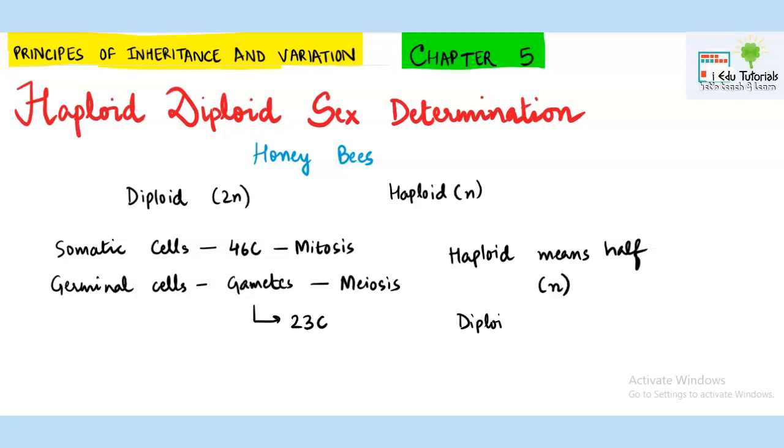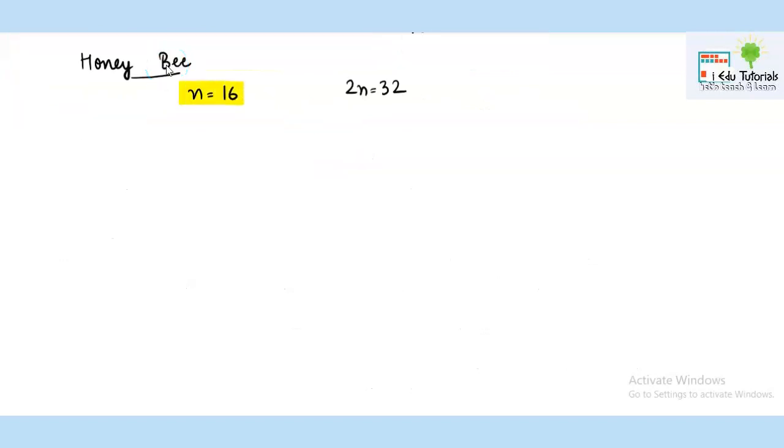Diploid means the chromosomes in pairs, right? So we have how many pairs of chromosomes? 23 pairs of chromosomes. That means we can write 2N. Here the value of N is 23. So when 2 is multiplied with 23, it will give you 46 chromosomes. So normal cells in the body are diploid, and the sex cells in the body are haploid. Now in the case of honey bee, the haploid chromosome number is 16 and the diploid chromosome number is 32.